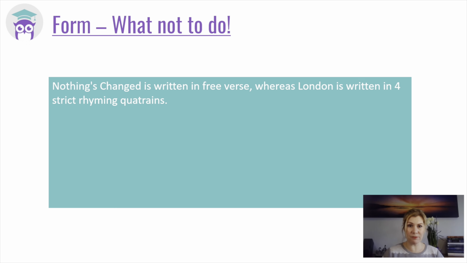Nothing's Changed is written in free verse, whereas London is written in full strict rhyme and quatrains. Oh, okay, well that's true, but the point is, so what? Why? What's the effect of that? You're not going to get points for identification if you don't explore effect. Just in the same way that if you said, that is a simile, you wouldn't get a point for that unless you explain what the impact of that simile is.